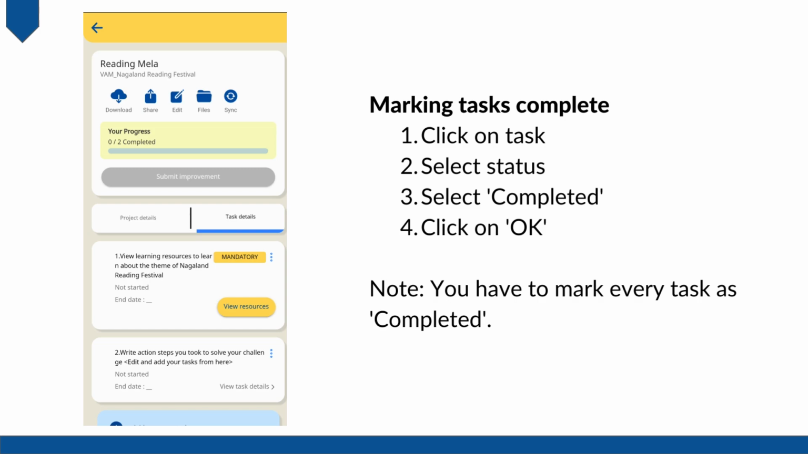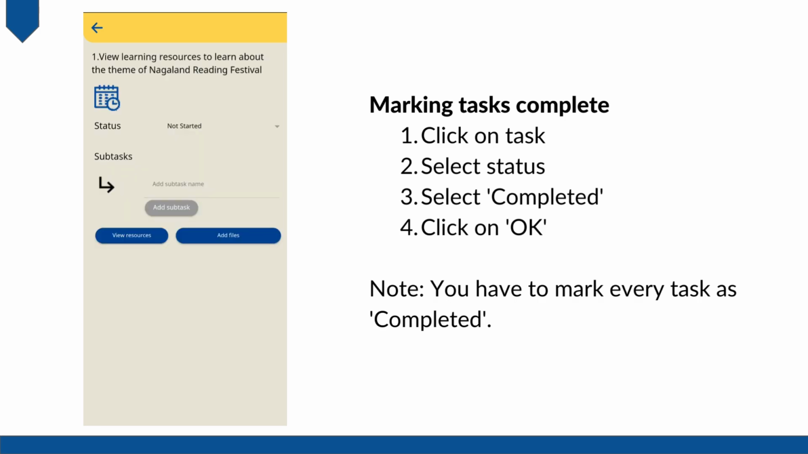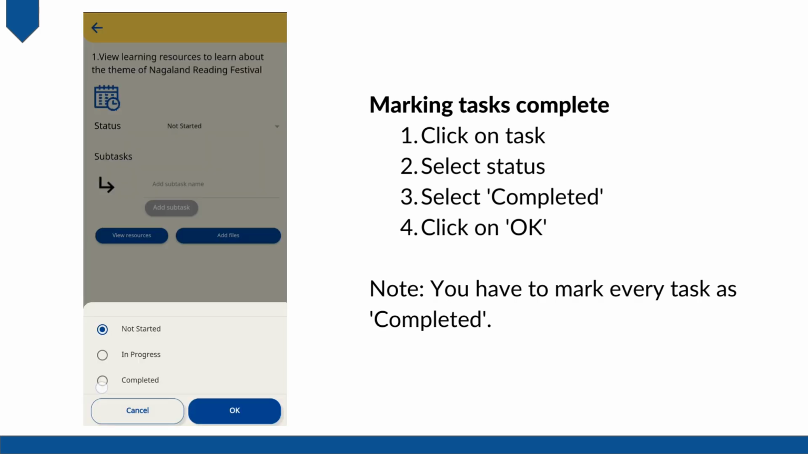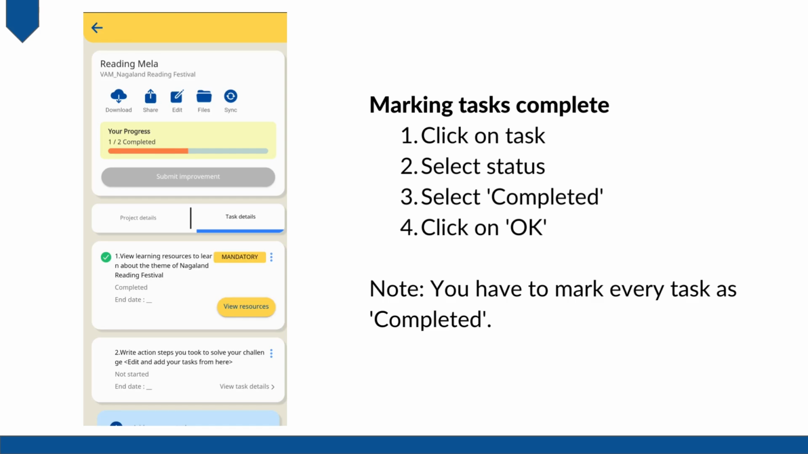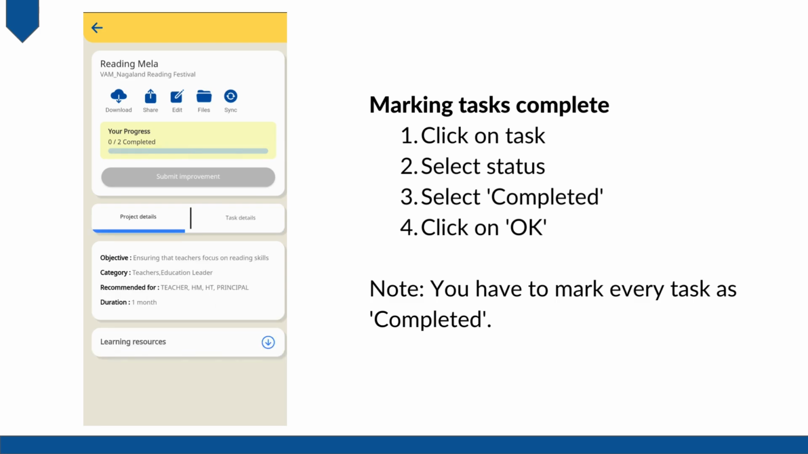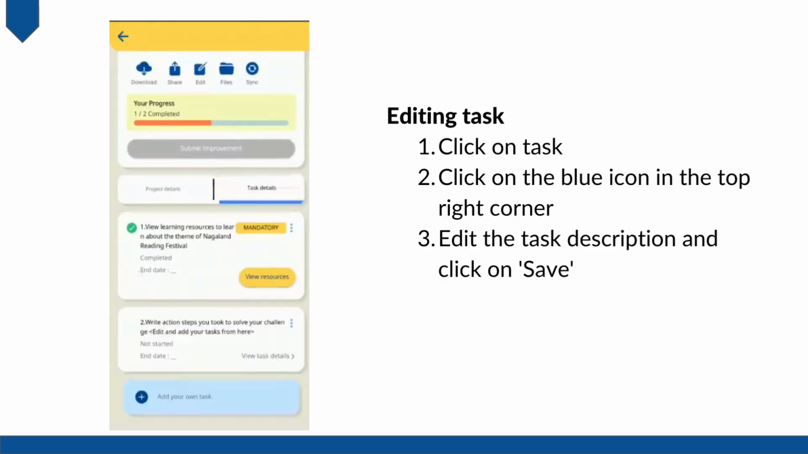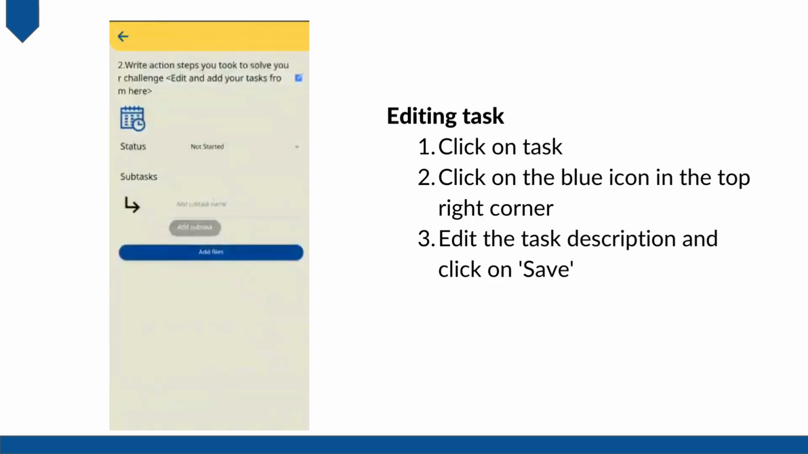Since you have viewed the learning resources in Task 1, you can click on Task 1 and select the status as completed. Once you mark the task complete, a green icon will appear against the task number. Please note that you have to mark every task as completed. From task 2, you can start adding the action steps you have taken to implement your project. For this, click on task 2.